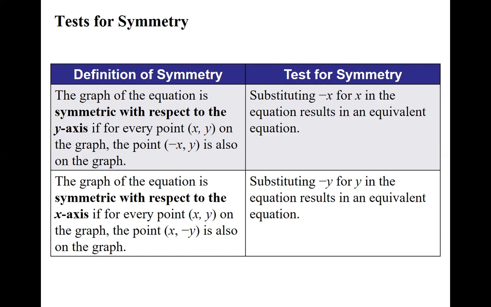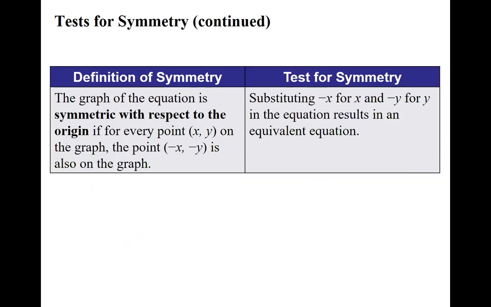What happens if we substitute both the x and the y and get the original back? Well, that means it's symmetric with respect to the origin. In other words, imagine holding down the origin point with your finger and spinning the graph 180 degrees. If you get the same graph back, it's symmetric with respect to the origin. Every point in, for instance, quadrant 1 would have a corresponding point down in quadrant 3.